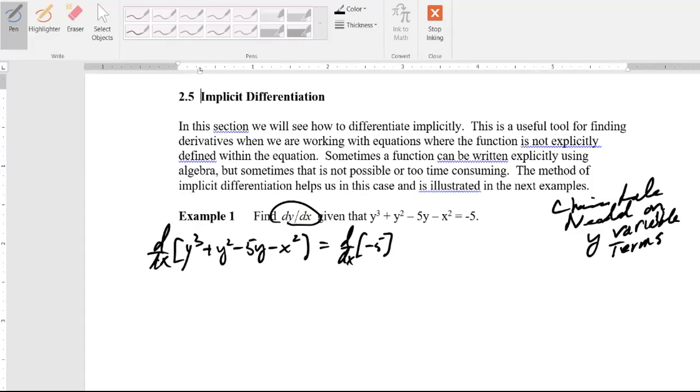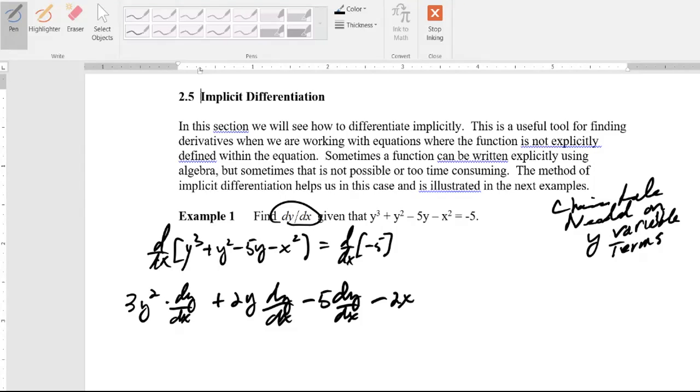Okay, so in here, I'm going to treat that as 3y squared times dy dx. That's the chain rule now. Then I want 2y dy dx minus 5 times 1, and then a dy dx minus 2x equals 0. Derivative of -5 with respect to x is 0.